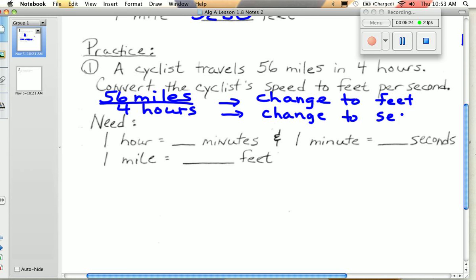So we want our 56 miles upstairs to eventually become feet. And it can't just become 56 feet, because is 56 miles the same as 56 feet? No. We can't just change the labels. So we have to do something to help us. It looks like I'm dealing with the time here first. We have to go from hours to seconds, but along the way there are minutes in between. So how many minutes in an hour? 60, so we need that conversion. And how many seconds in a minute?